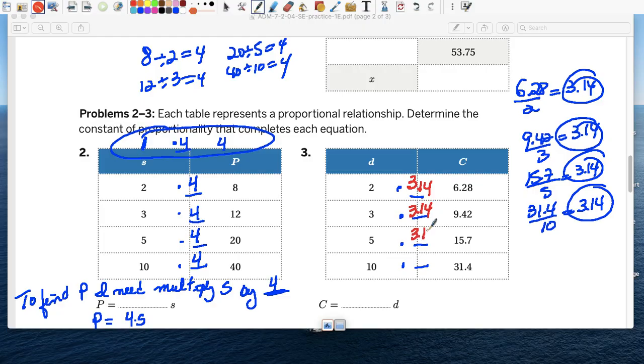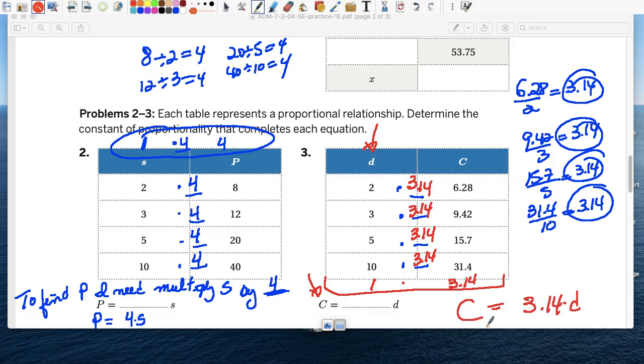Do you see the unit rate anywhere there? Well, let's create one over here. So for every one, whatever the D represents, how many do I need? I need 3.14 of C's. So to find C, in order for me to find the numbers under column C, I need to take all the numbers under the D and multiply them by 3.14. So there's my formula, and this here is the constant of proportionality.